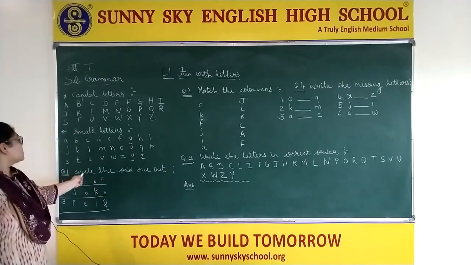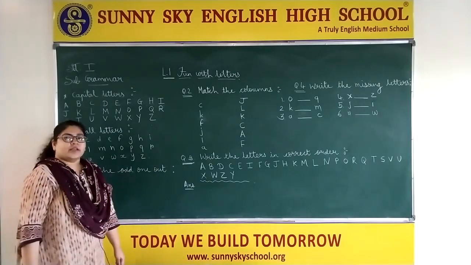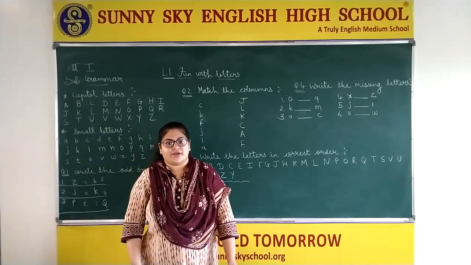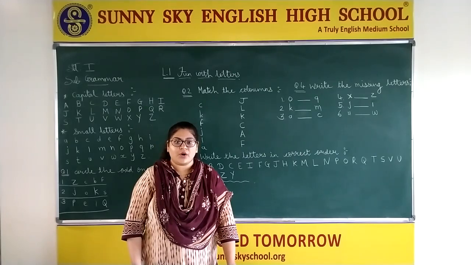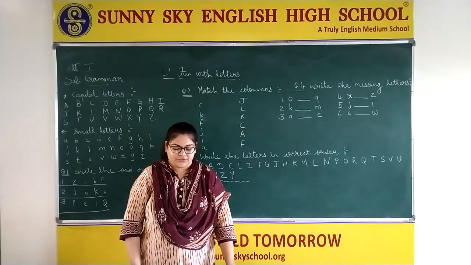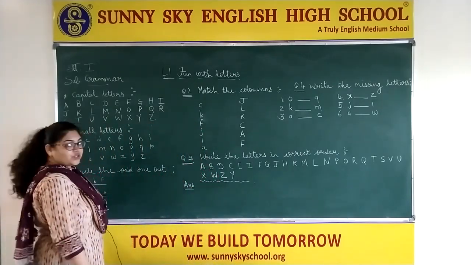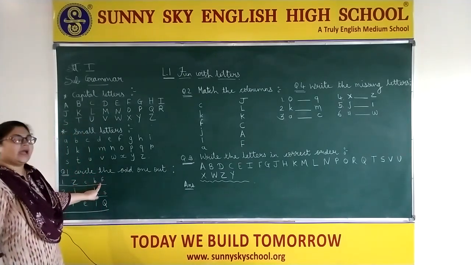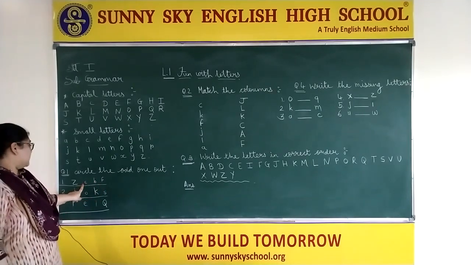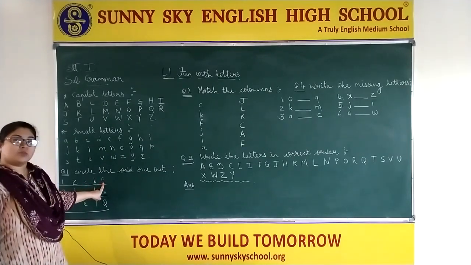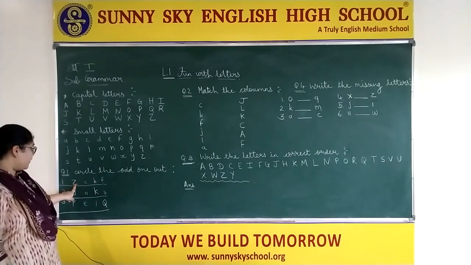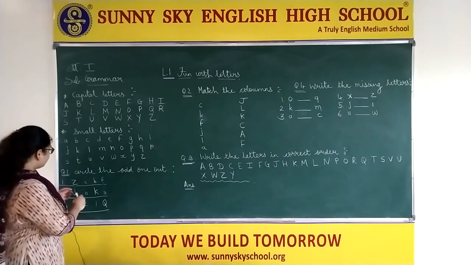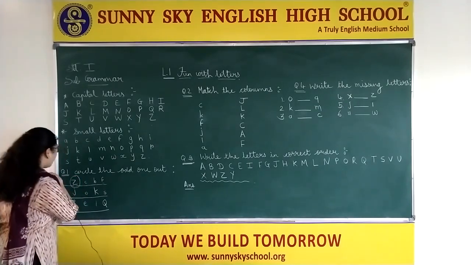Question number 1, circle the odd one out. Dear students, do you know what is odd one? Odd means different. So here we have to circle the word or letter which one is different. See, in this first question there are 4 letters Z, C, B and F. In this C, B and F are small letters but Z is different. Why? Because Z is capital letter. So we have to circle Z.